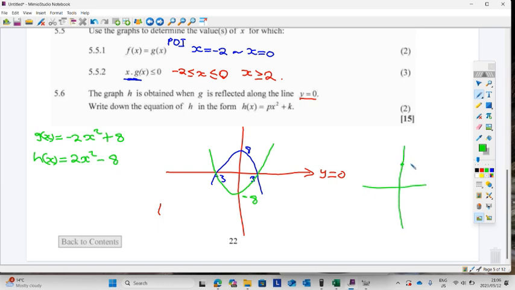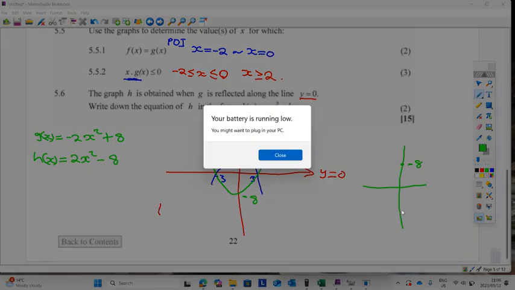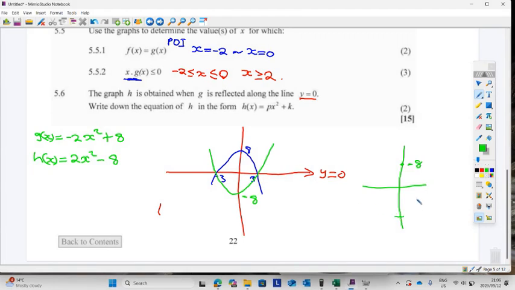So that is -8. Another way of doing this is when it is reflected, look at this. We have a coordinate +8. If it is reflected, it goes to -8. So it just changes sign. So we are saying your g of x here has just changed sign, -2x squared plus 8. We have just changed the sign. So this is now going to be positive 2x squared, negative and negative there, -8. So this is now h of x.